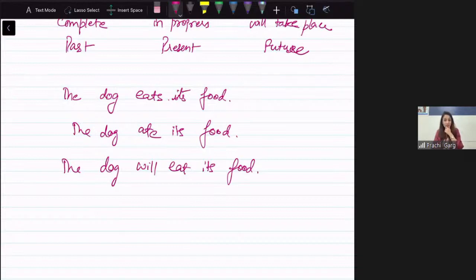This is easy, not very difficult. Even if you know the basics of English, this should be easy for you. Somebody asked me about I taught and I have taught. Ankit, I will tell you as I proceed with this.